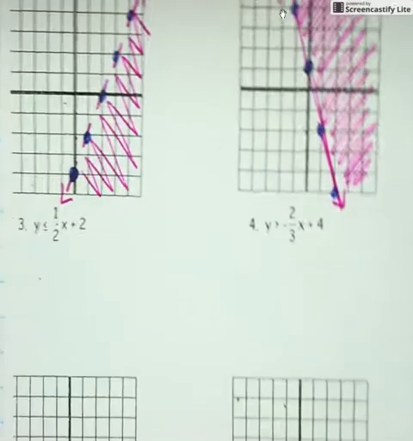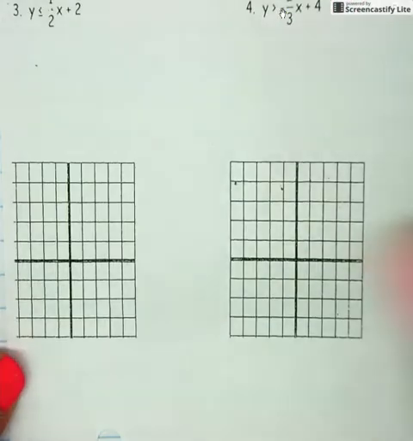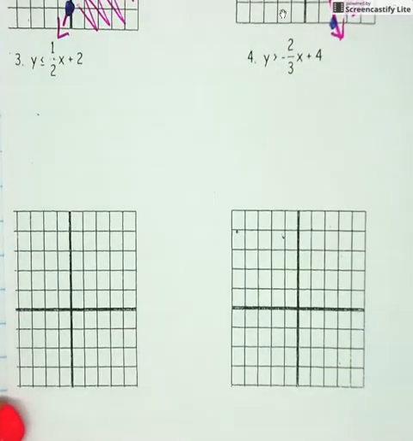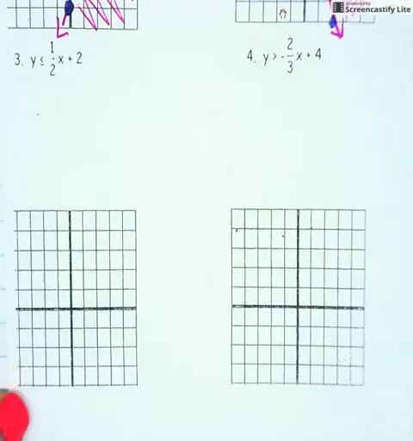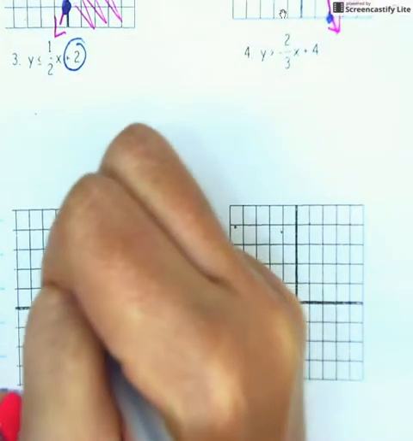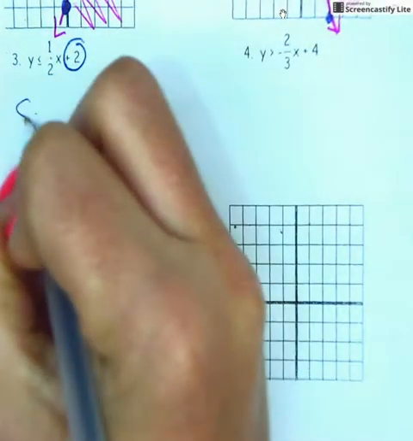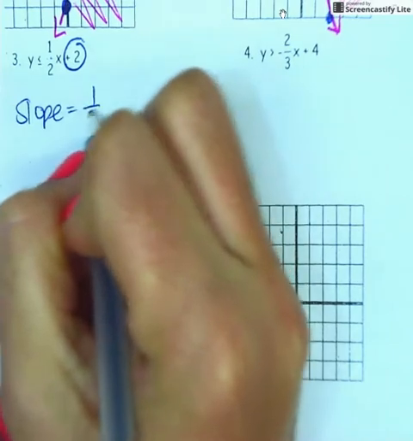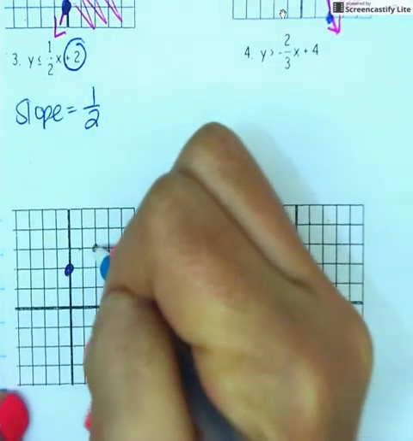Problem number 3. Once again, it is already in slope-intercept form. So I'm going to start at positive 2, and then my slope is 1/2. So I'm going to go up 1 and right 2.